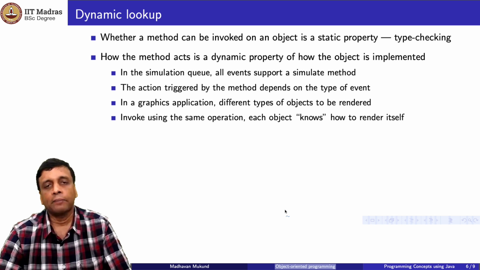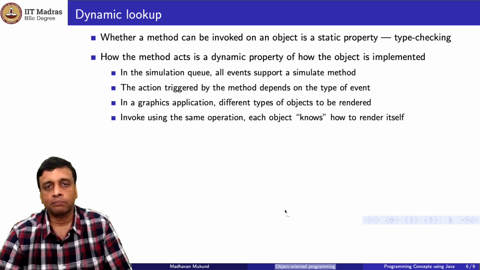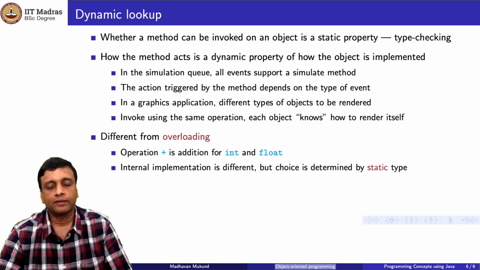So redraw is like simulate, and each object, depending on the nature of the object, knows how to redraw itself. This is again best done in this object oriented setup where we have dynamic lookup. Dynamic lookup says you have the right to invoke a function on an object because the object satisfies the correct typing requirement, and what that actual operation performs depends on what that object is at runtime.